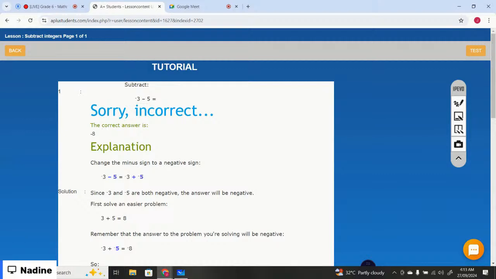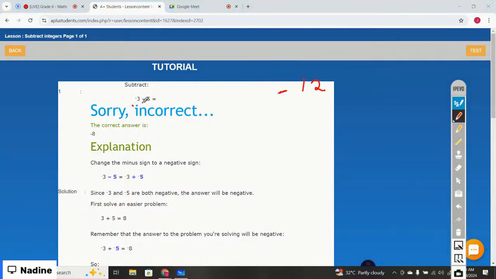Okay, the first one is negative 3 minus 5. So negative 3 minus 5 is the same as adding two negative integers, right? You can just rewrite it like this, negative 3 plus negative 5, right? That is the same, you add two negative integers. So how do you add? You just add them and put the negative sign. So 3 and 5 makes 8 and the answer is negative 8.